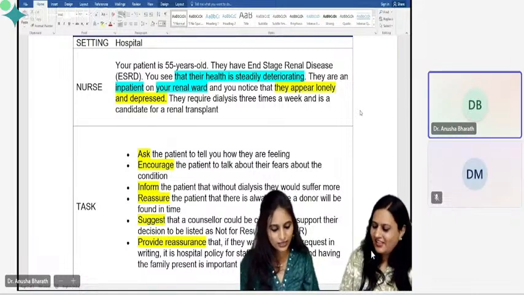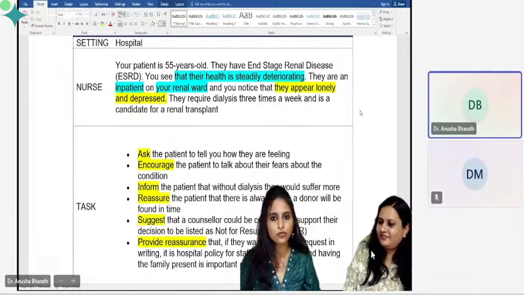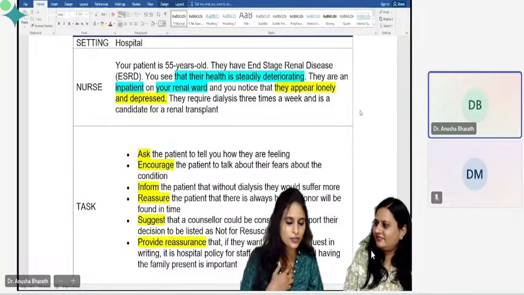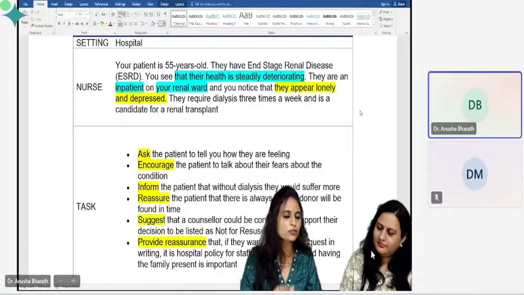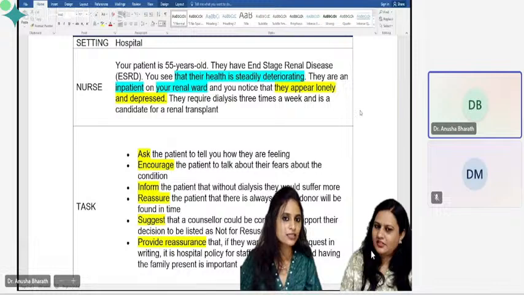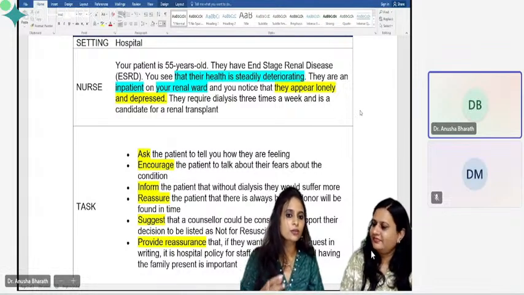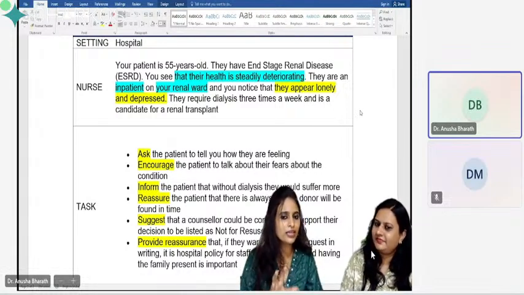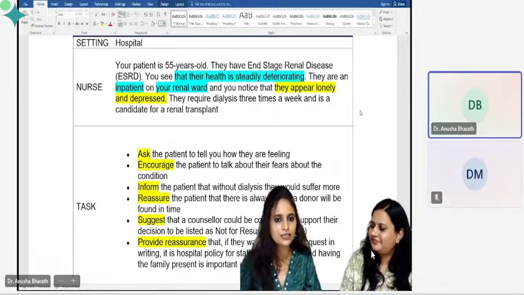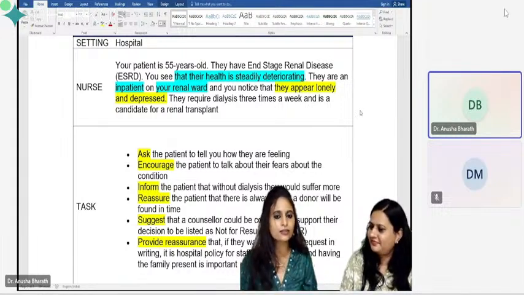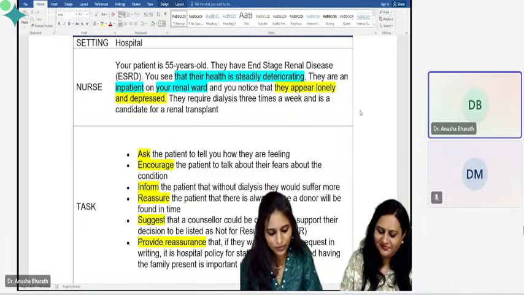So before we start, we are going to note down the name of the patient because this patient has been on my renal ward for quite some time, and I have been observing the patient for quite some time now. Their health is steadily deteriorating as they have ESRD, and I also noticed that they appear quite lonely and depressed. Right? I know their routine that they require dialysis 3 times a week. So all these factors help me understand that this is a known case, right?